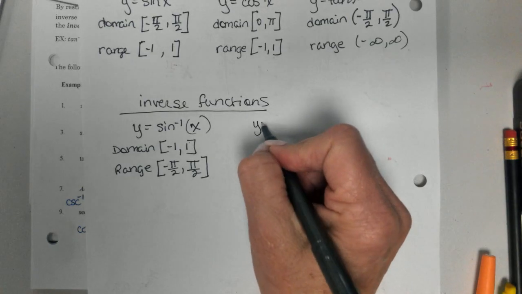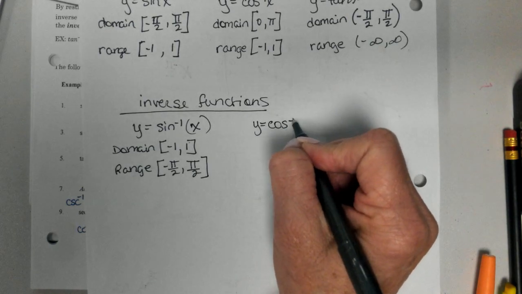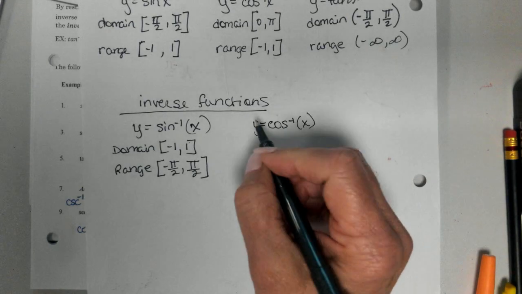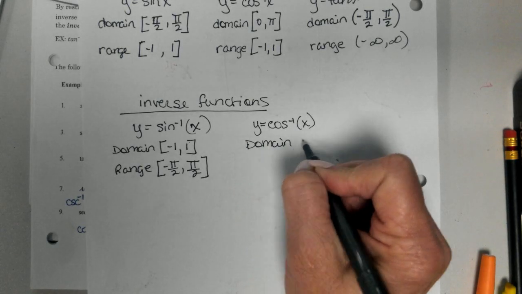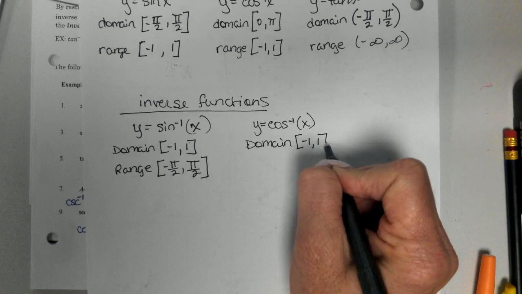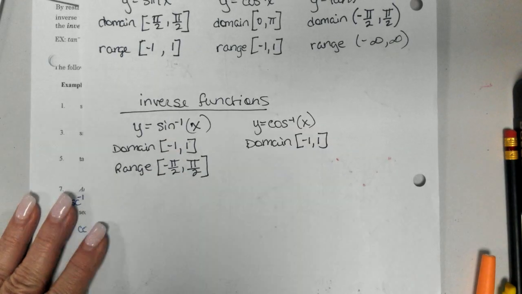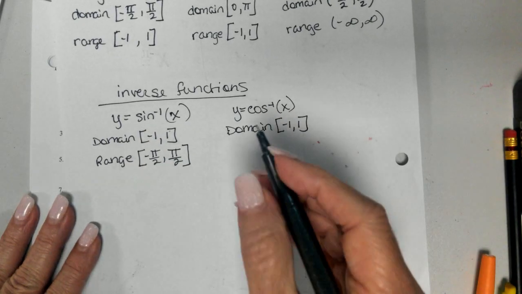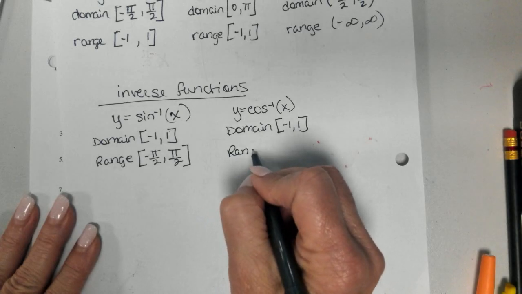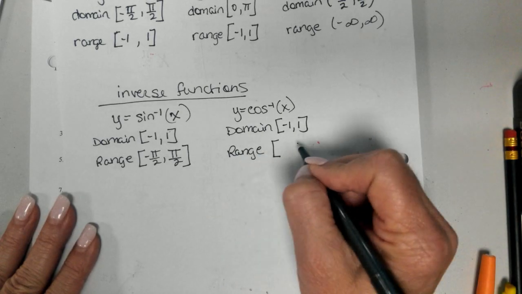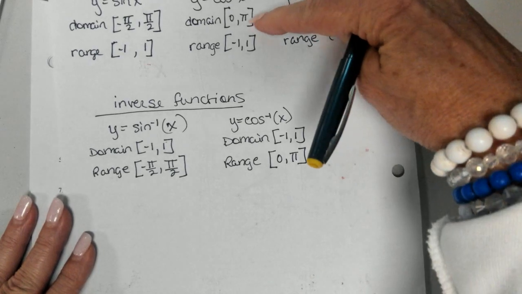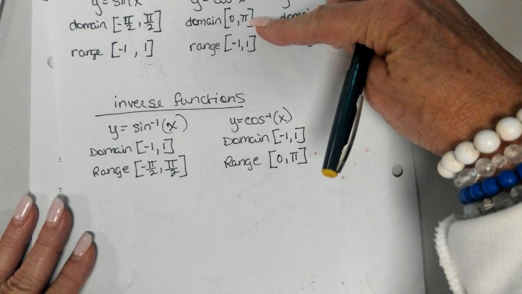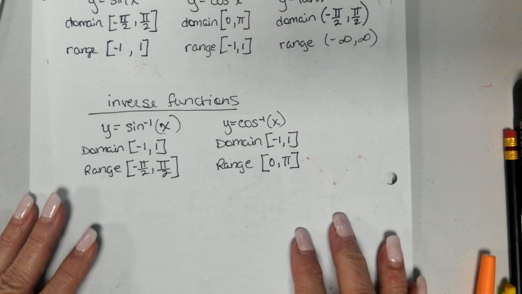If y is equal to the inverse of cosine, my domain for this one is still negative 1 to positive 1, just like the sine. But my range for my angles is from 0 to pi because of what I restricted, so that my inverse would remain a function.